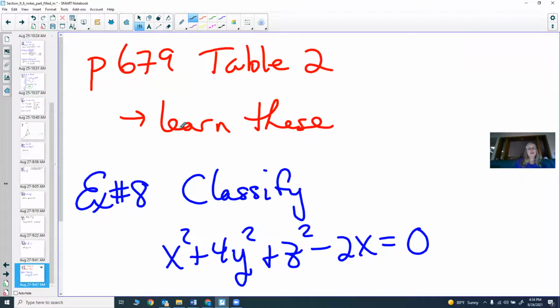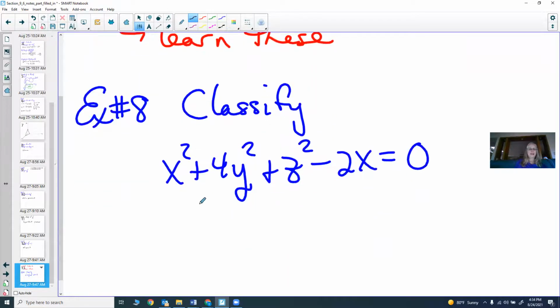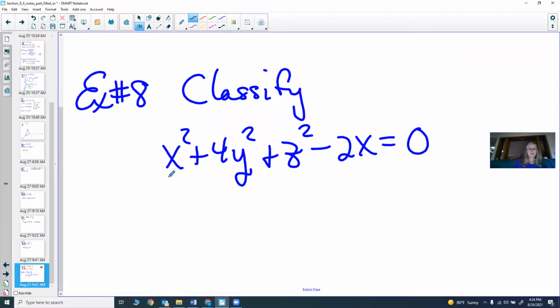There are lots of other things like this. There's a table in your book on page 679. Please take a look at that one and see what those are. We can actually classify these and see what they might be. Here we have x squared plus 4y squared plus z squared minus 2x equals 0. And I'd like us to classify this. Because the x squared and the y squared and the z squared are all there and they're all positive, this one will be an ellipsoid.